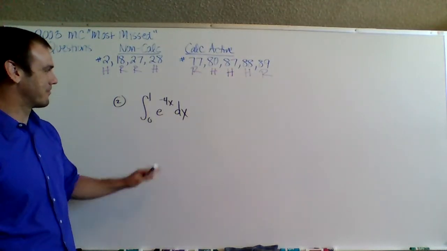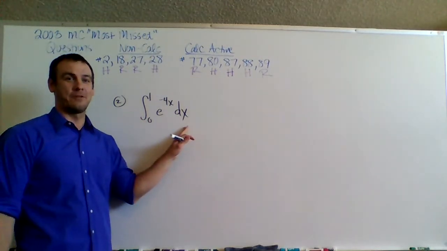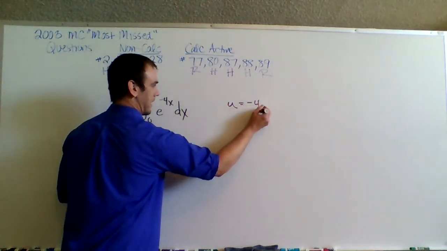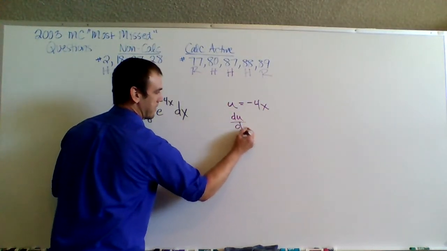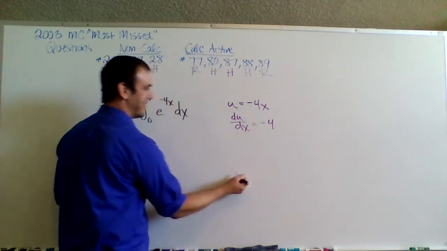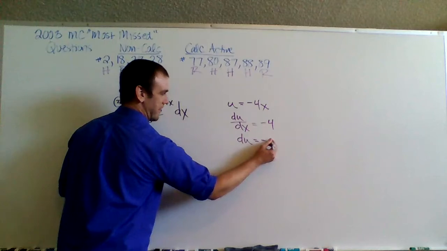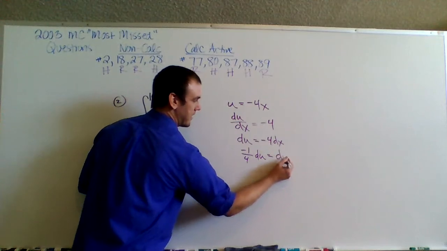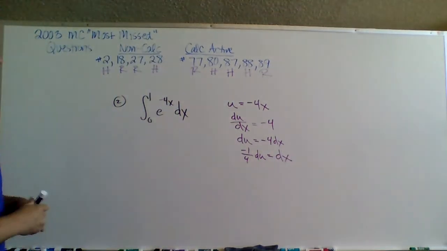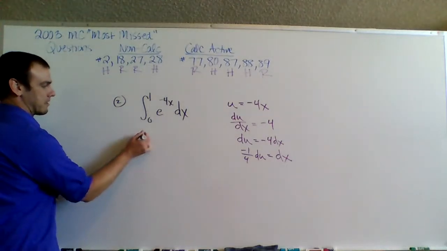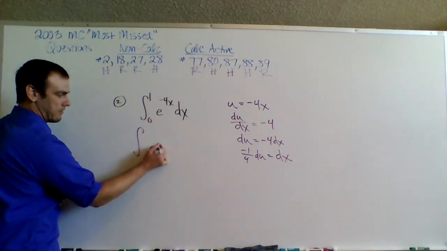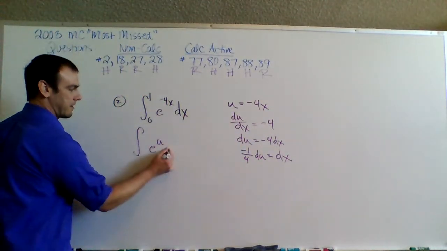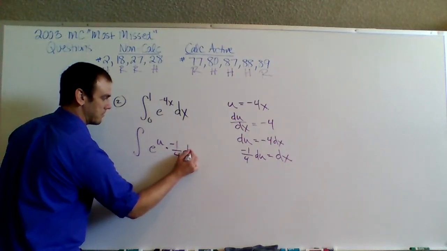Alright, so what we want to do here, guys, number 2, this is just basic U sub. Okay? I'm going to choose U to be negative 4x. Means du dx is going to be negative 4. Alright, so du equals negative 4 dx, or negative 1/4 du equals dx. Okay? So we're going to do our u sub over here. I'm going to integrate e to the u now. Okay? Because u is going to be negative 4x, dx is actually going to be negative 1/4 du.